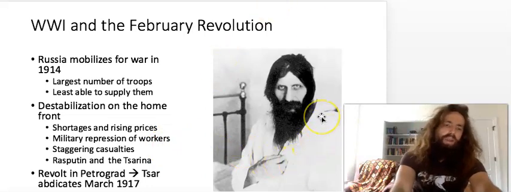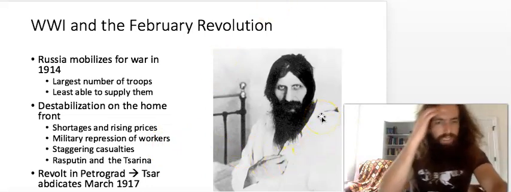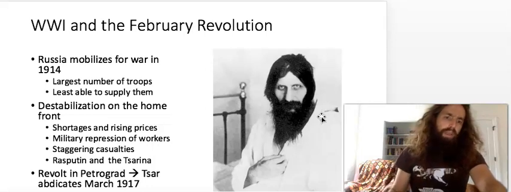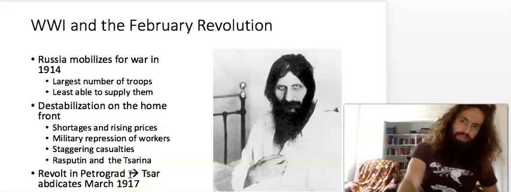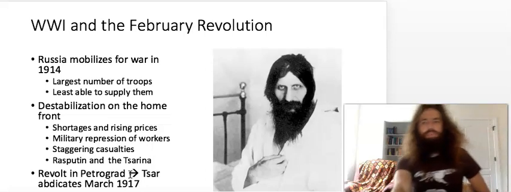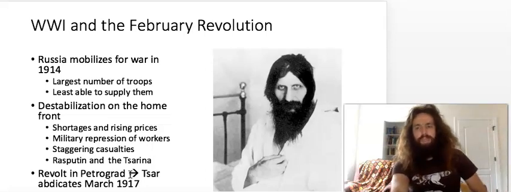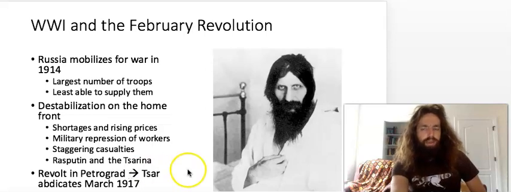And all of this ultimately culminates in a revolt in St. Petersburg, which had been renamed Petrograd to sound more Russian and less German. This revolt gets to the point where it's clear that the government's not going to be able to restore order, and the Tsar simply gives up. He abdicates in March 1917.